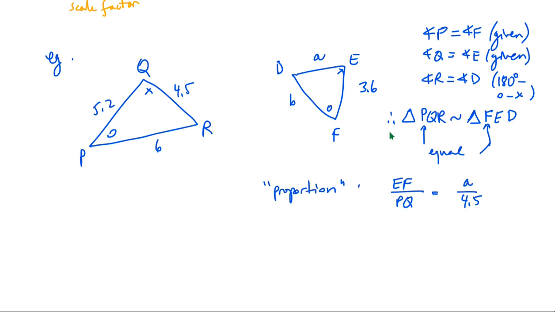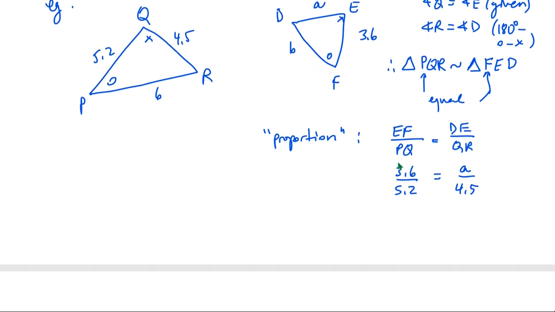Because there's a scale factor, I know that each side, if you multiply by the same number, you're going to get the length in the other triangle. So I'm going to set up the ratios, and I know the ratios are the same. Sorry, I set it up a little bit wrong. I should have written EF over PQ is equal to DE, which is little a, over QR. Now when I put the numbers in, it'll be a little bit easier to look at. 3.6 over 5.2 equals A over 4.5. Okay, and now I can solve for A.